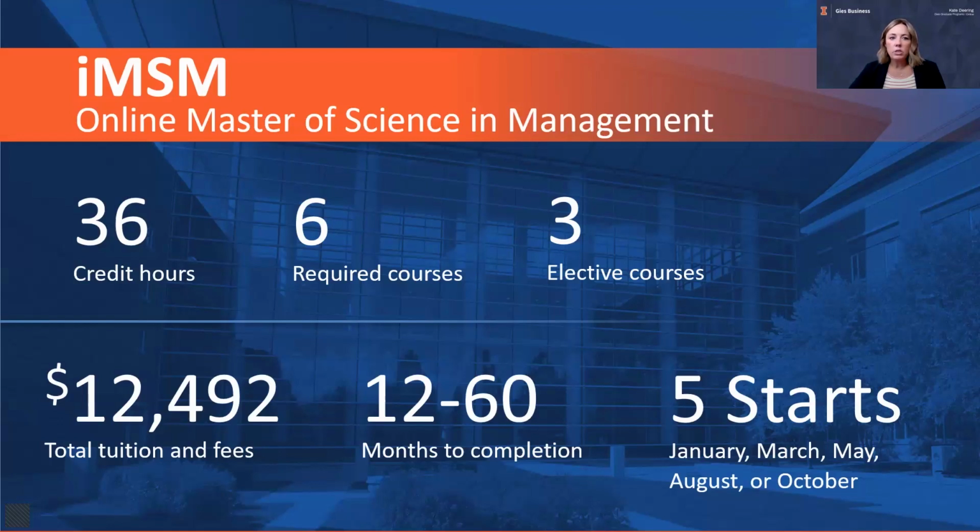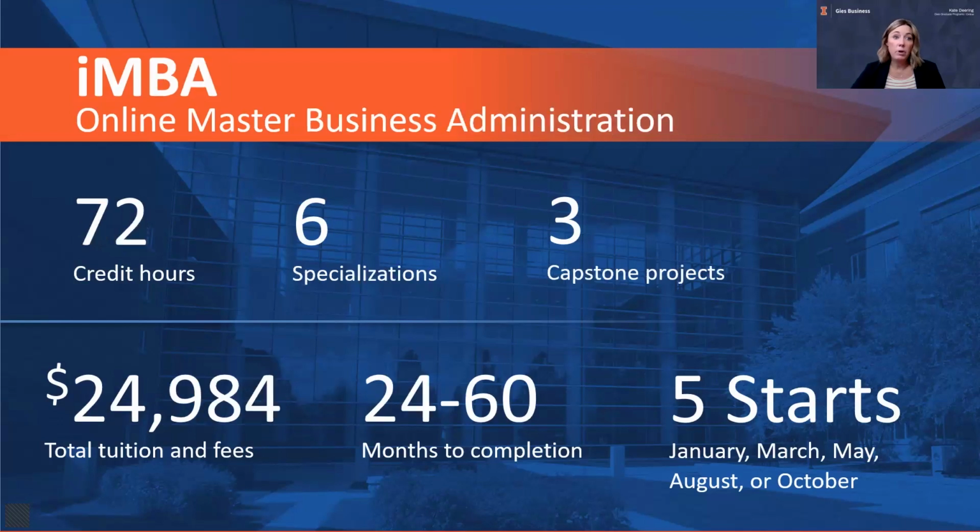The IMSM comes in at just under 12.5K, and you can take anywhere from 1 to 5 years. Typically it's going to be more like the 1 to 2 year range, but we do give you the option. You have a maximum of 5 years to complete the degree. And then 5 start dates: January, March, May, August, or October for both the IMSM and the IMBA programs.